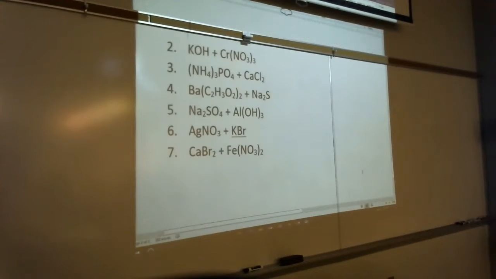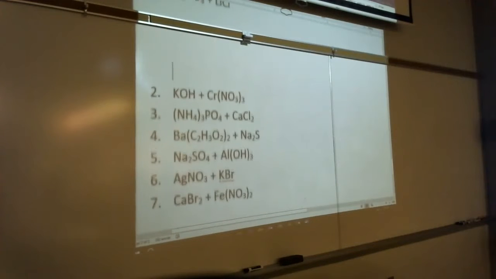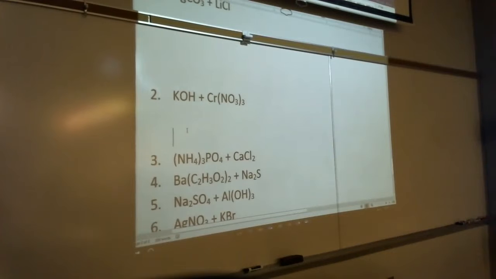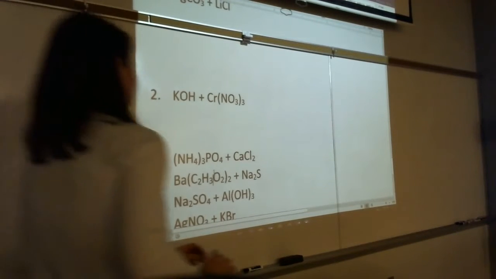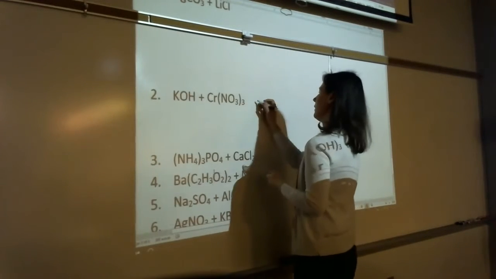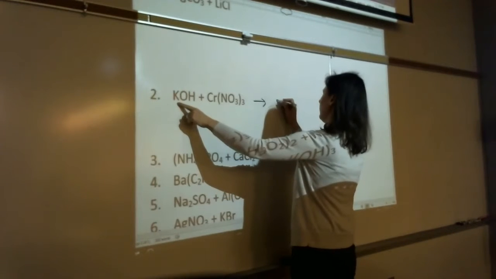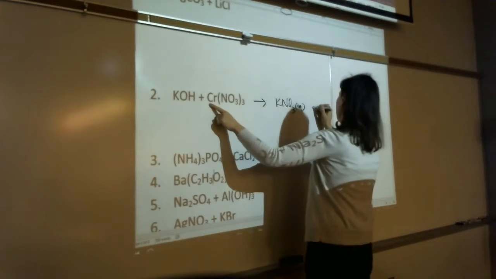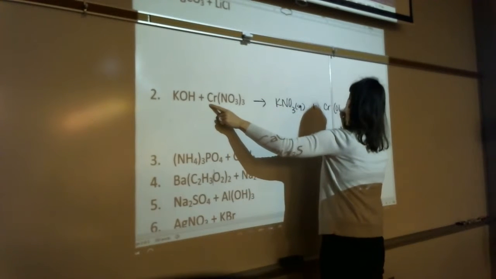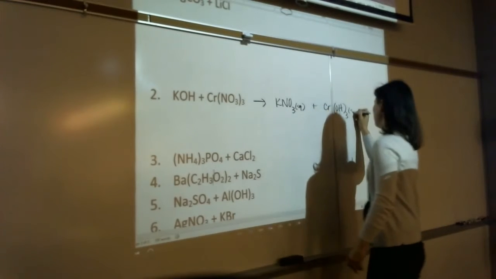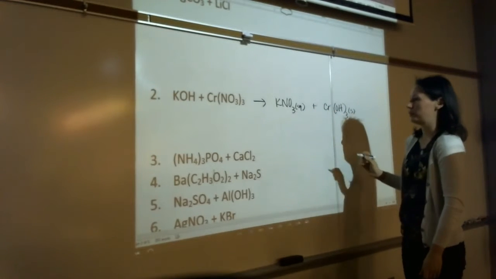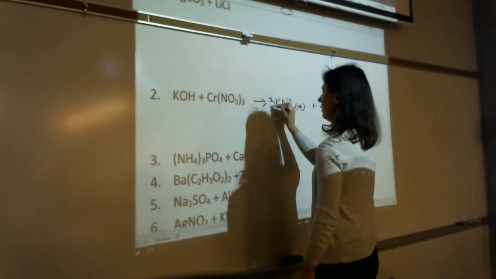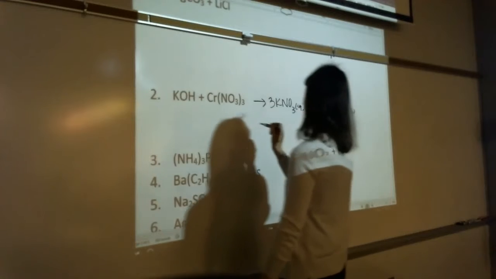Okay, KOH and Cr(NO3)3. Let's give some space. So we're going to get KNO3, which is aqueous, and we're going to get Cr(OH)3, which is insoluble.